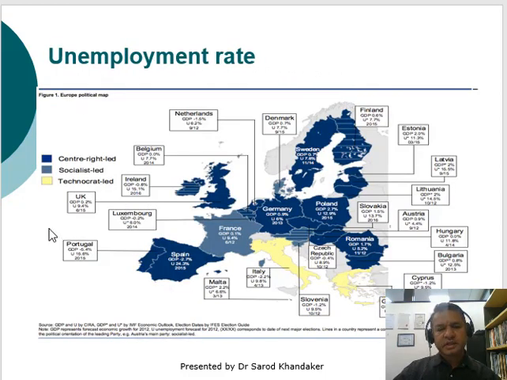Now, this figure is showing the unemployment rate across the globe, specifically the European countries. European countries, specifically the Eastern European countries, used to have a high unemployment rate, and the West European countries have a lower unemployment rate.